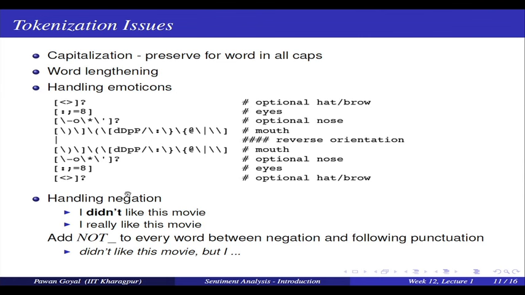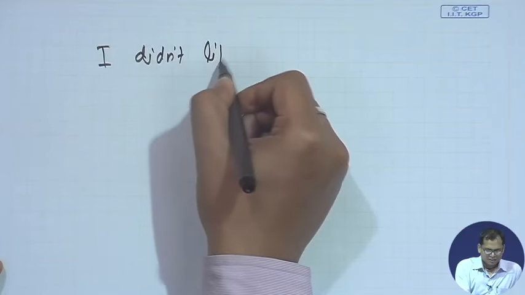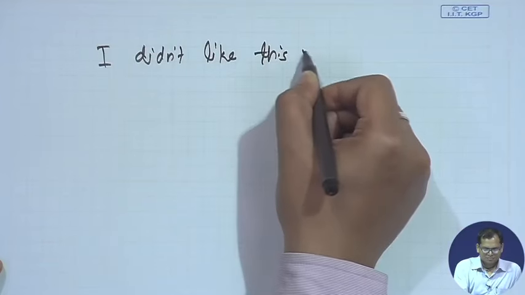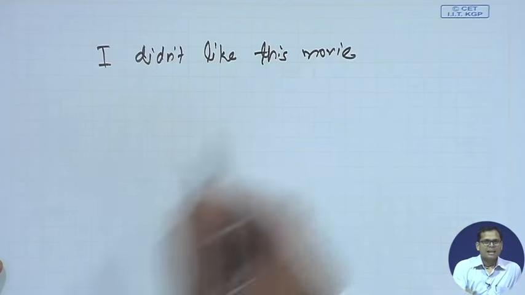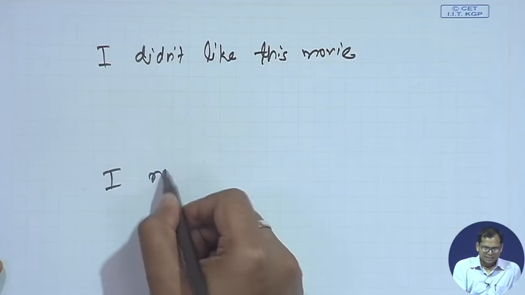Then another important thing is handling negation in sentiment analysis. So let's take these two examples. I didn't like this movie versus I really like this movie. So what will happen when you are applying a standard Naive Bayes model? So you will have this, I didn't like this movie, and then you have I really like this movie.